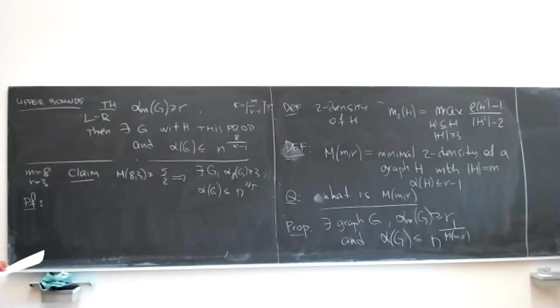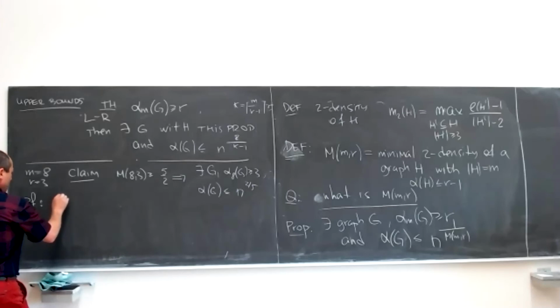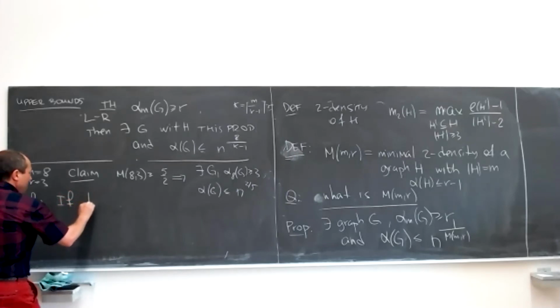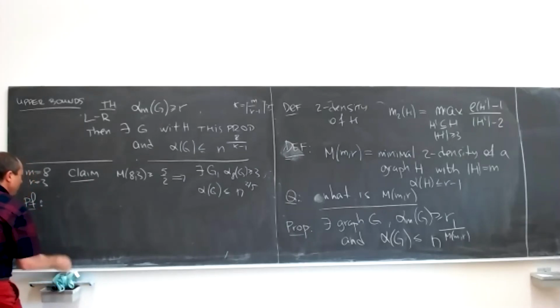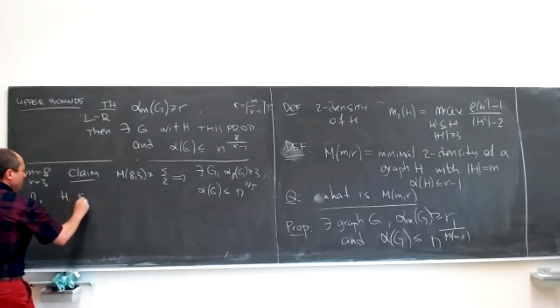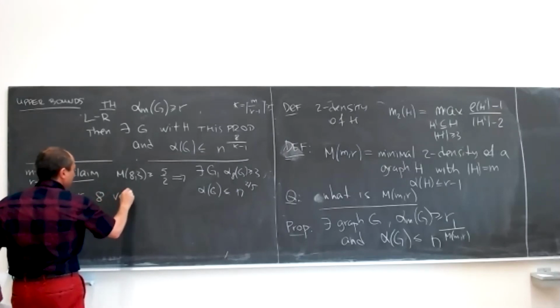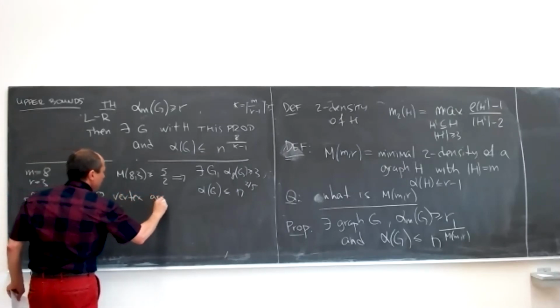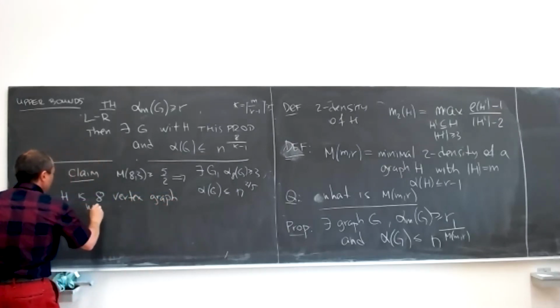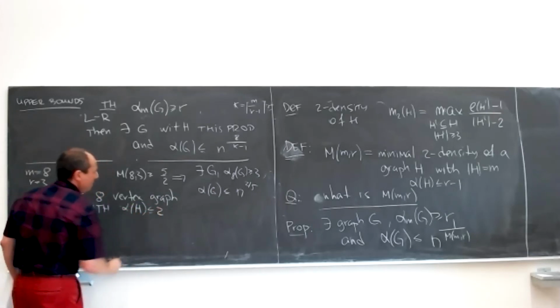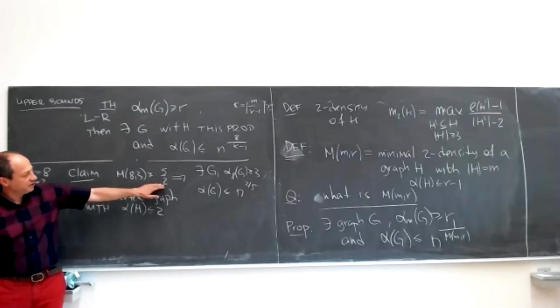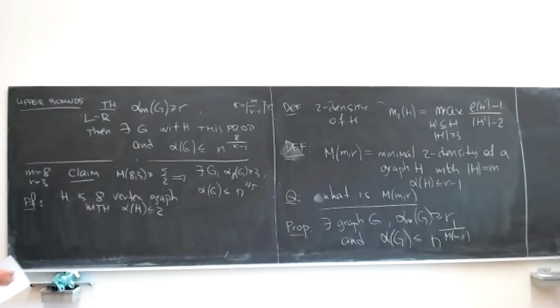So there are 2 things which I observe. First of all, let H be an 8-vertex graph with alpha(H) at most 2. Then I should show you that its 2-density is at least 5 over 2. So there are 2 things which I observed.